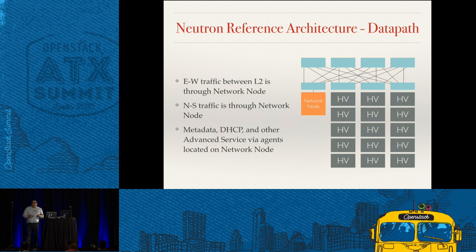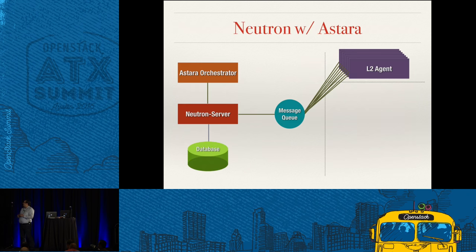So in terms of the data path, east-west traffic between L2 is through the network node that gets created in the reference architecture, right? North-south traffic is going through that network node as well. And then any other metadata, DHCP, is located on the network node, so now you have to monitor and capacity plan for this particular device. Now you have to cluster this particular node, so you have to figure out how to monitor and maintain.